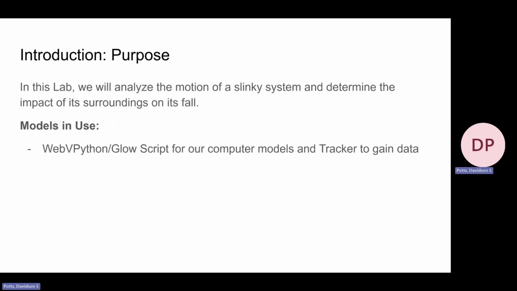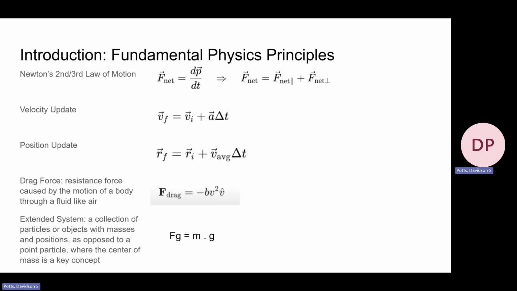In this lab, we will analyze the motion of the Slinky system and determine the impact of the surroundings on its fall. We will use GlowScript and Tracker to analyze this situation. In this instance, we will be using Newton's second law and Newton's third law of motion.